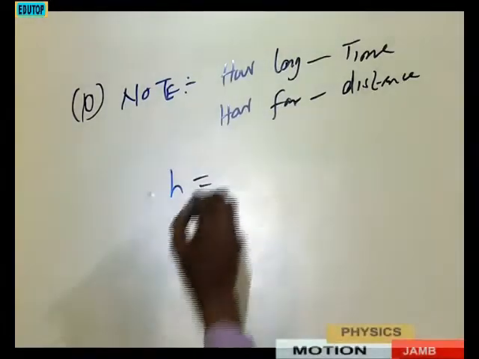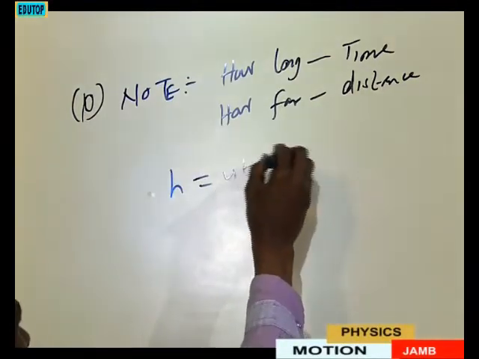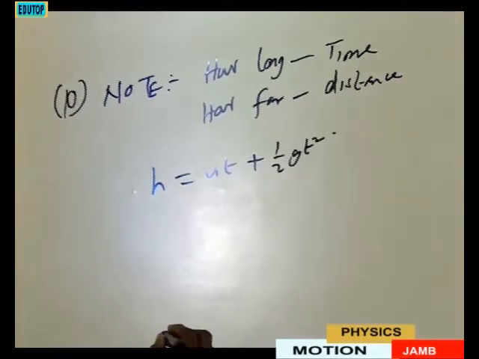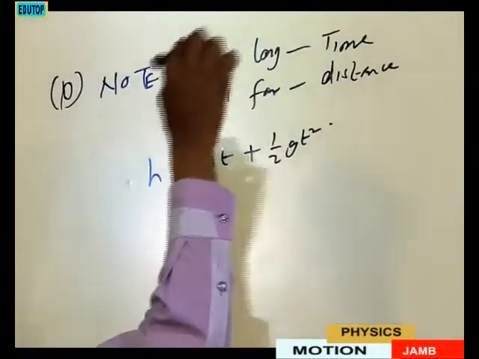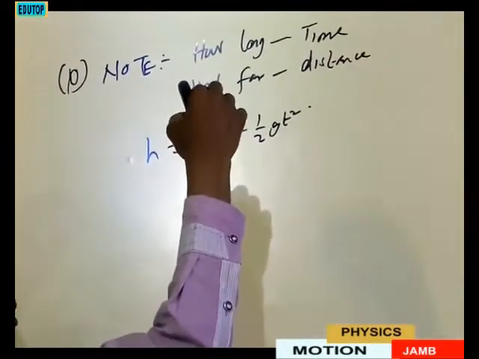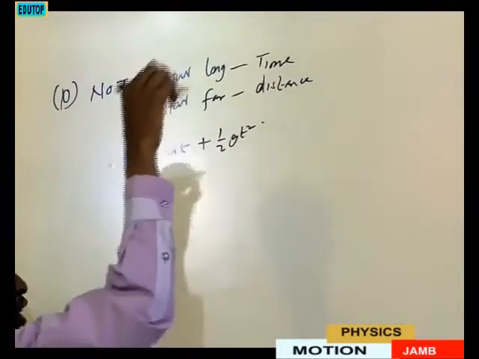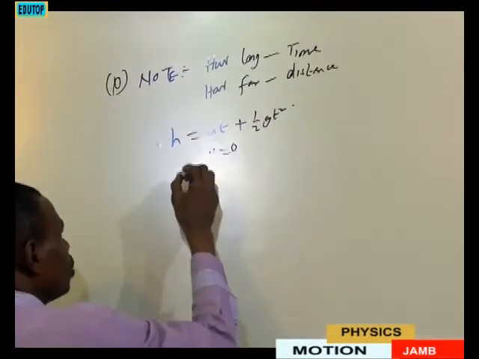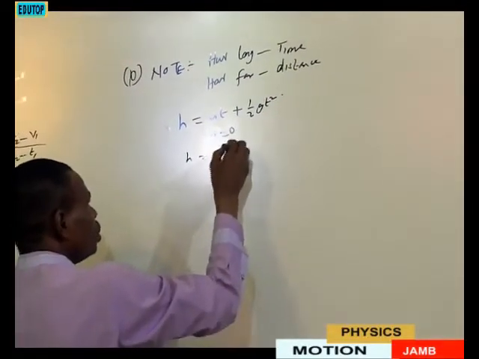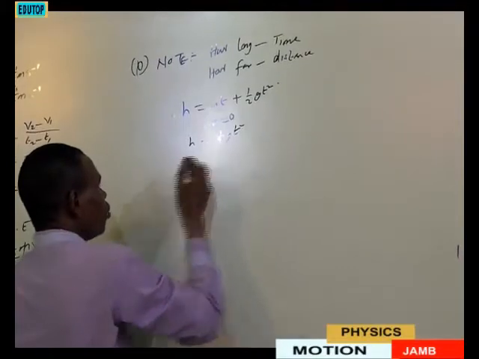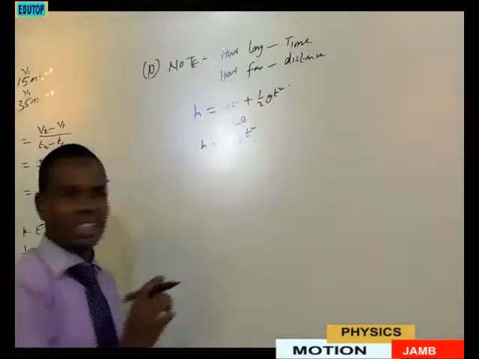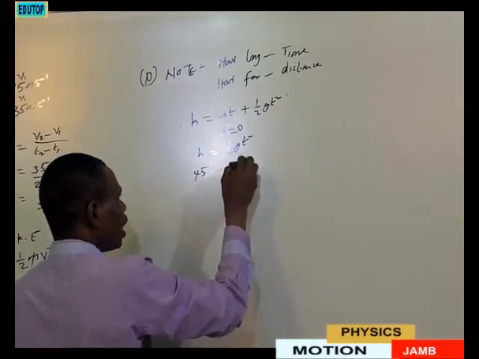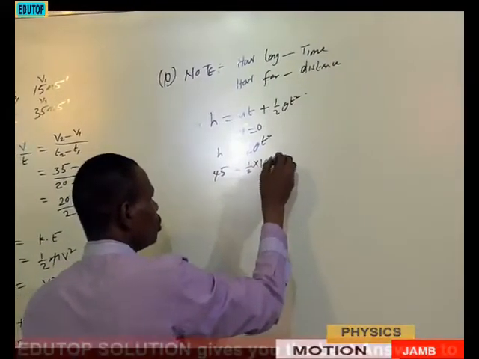h is equal to ut plus half gt squared. Before the fruit falls from that height, the initial velocity is equal to what? 0. So u is equal to 0. Then what you are left with is half gt squared. We have been given the height, which is 45. Put it there: 45 is equal to half times 10 times t squared.